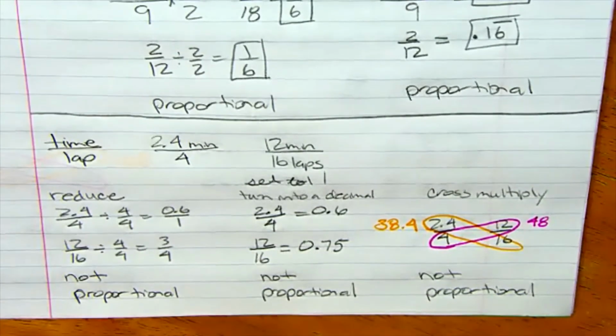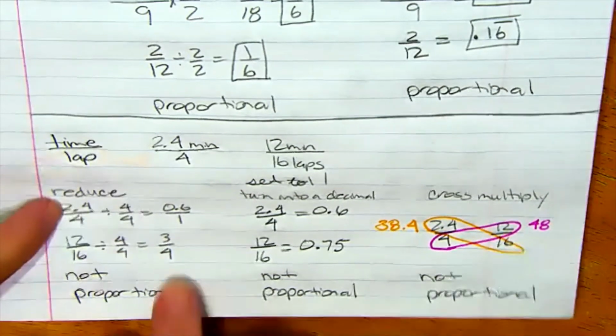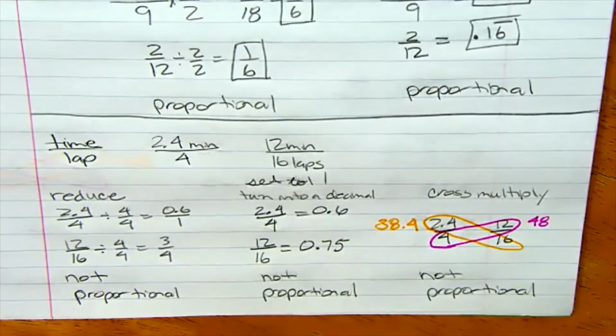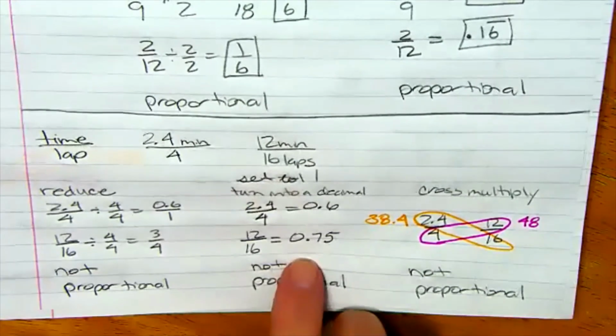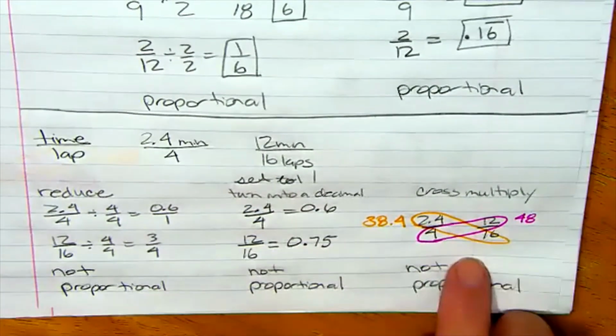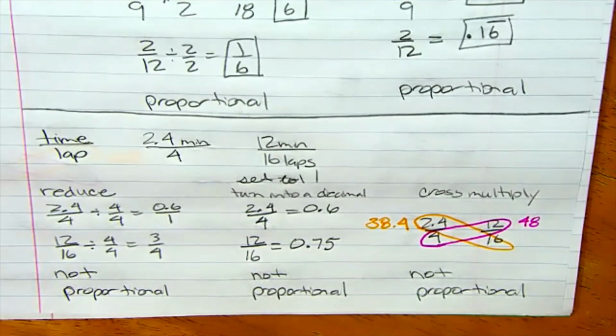So we're working on proportional relationships, and basically a proportional relationship is an equal fraction, equivalent fractions. So we can reduce to see if we can find equivalent fractions. We can turn them into decimals or set them to 1, or we can cross multiply. We have 3 different methods to determine whether 2 numbers are proportional or not.